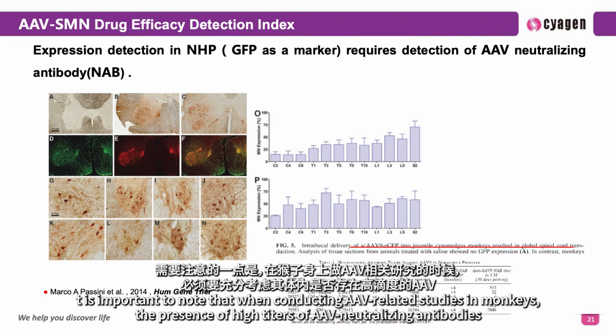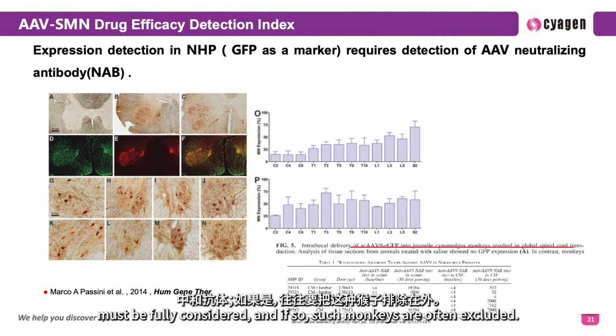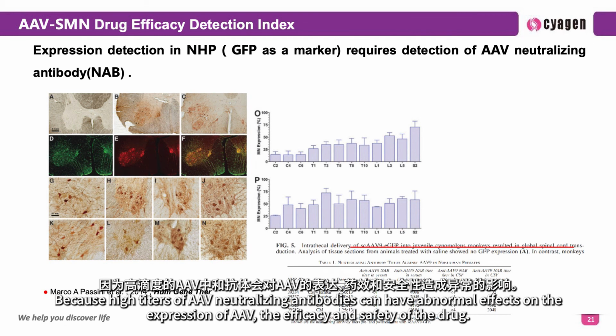It is important to note that when conducting AAV-related studies in monkeys, the presence of high titers of AAV-neutralizing antibodies must be fully considered, and if so, such monkeys are often excluded because high titers of AAV-neutralizing antibodies can have abnormal effects on the expression of AAV, and the efficacy and safety of the drug.